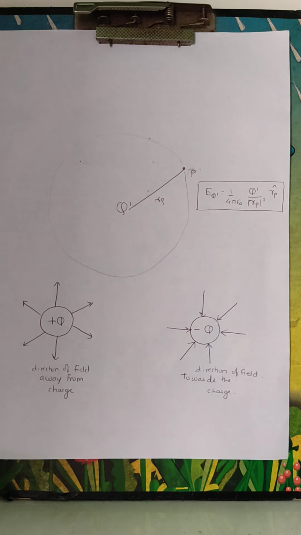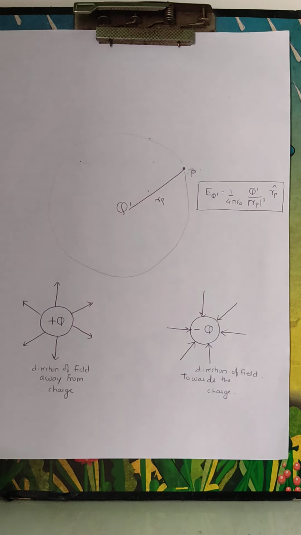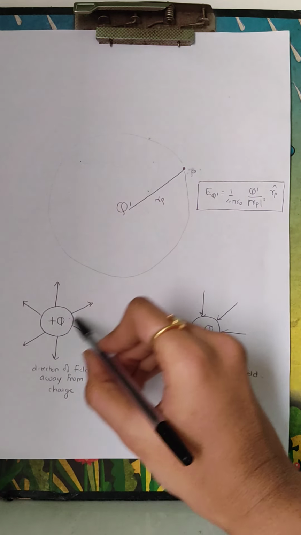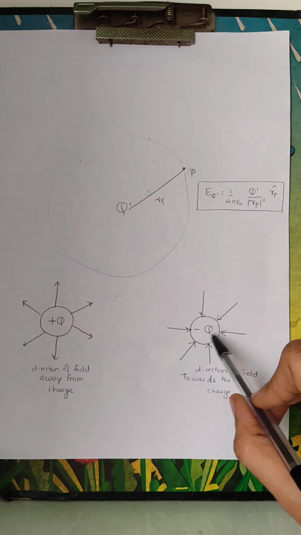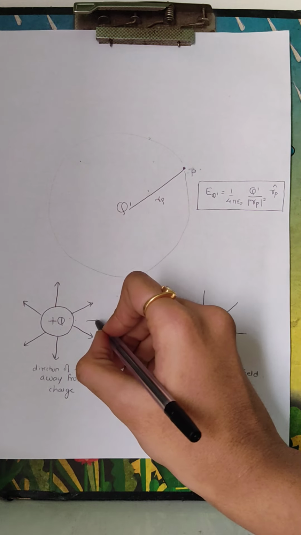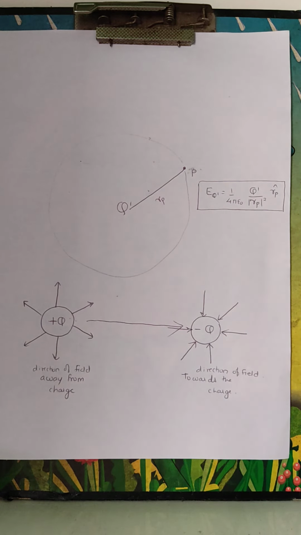And if we talk about the interaction between these two charges, if these two charges are interacting with each other, then what will be the direction of the field? Positive charge is always having field away and negative charge is always having the field towards it. So the electric field will always come from positive to negative. This is what you have to remember.